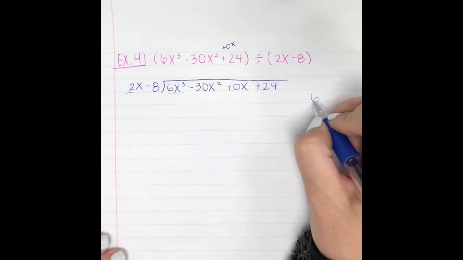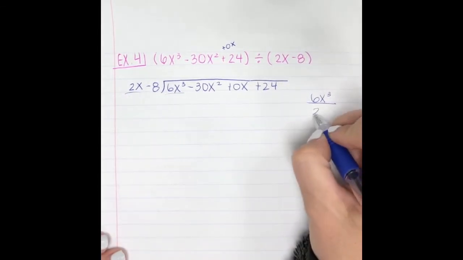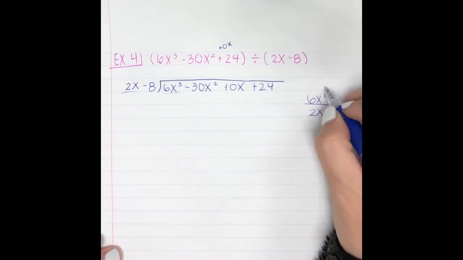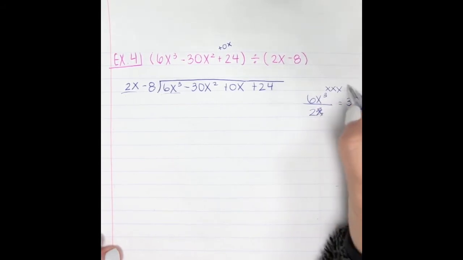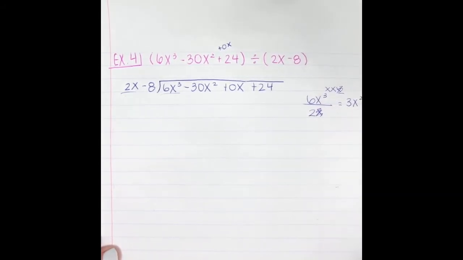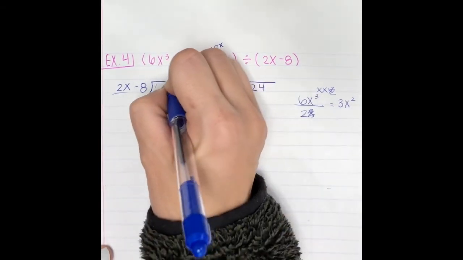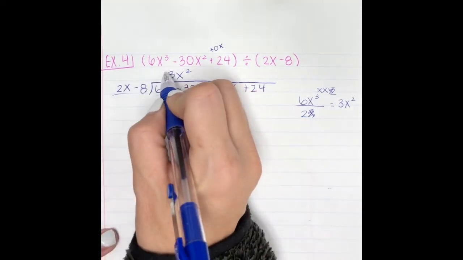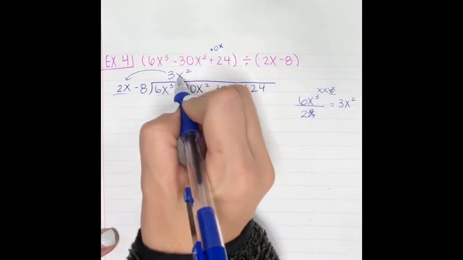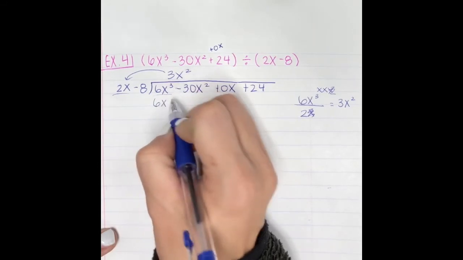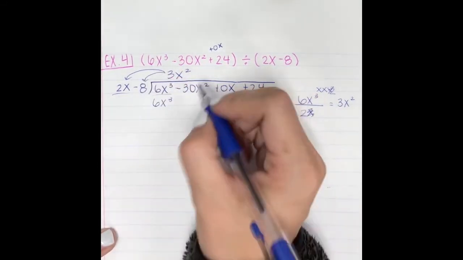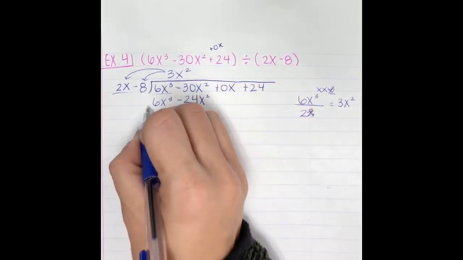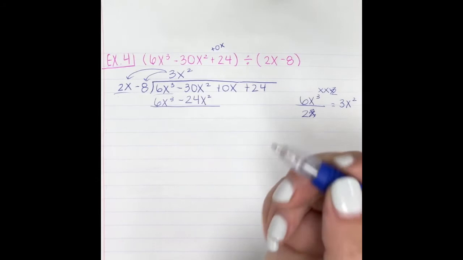So 6x to third power divided by 2x. 6 divided by 2 is 3. And if you have 3 x's and you only can cancel out one of them, that leaves you an x squared. So we have a 3x squared. Okay, and we're going to distribute. We're going to multiply. So 3x squared times 2x is a 6x cubed. 3x squared times a negative 8 is a negative 24x squared. All right, and then we're going to subtract.